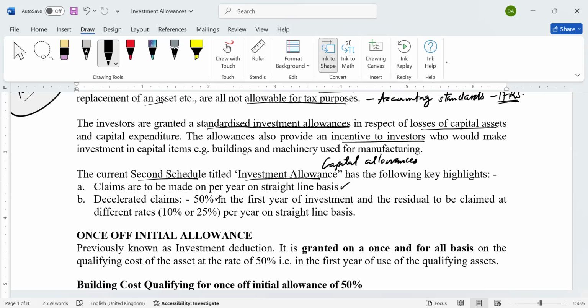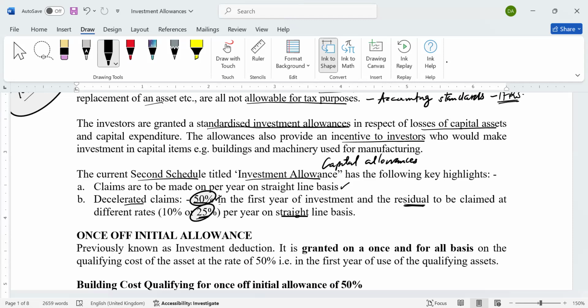What is happening is that it is granted in two ways or in two methods. There are some assets which are granted investment allowance on a once-off basis. That one-off basis is 50% in the first year of use, after which the remaining amount, which is called the residual amount, is granted investment allowance at the rate of 25% on straight line basis. So there is that allowance which is granted on one-off basis, 50%, followed by 25% on straight line basis. That is the first category.